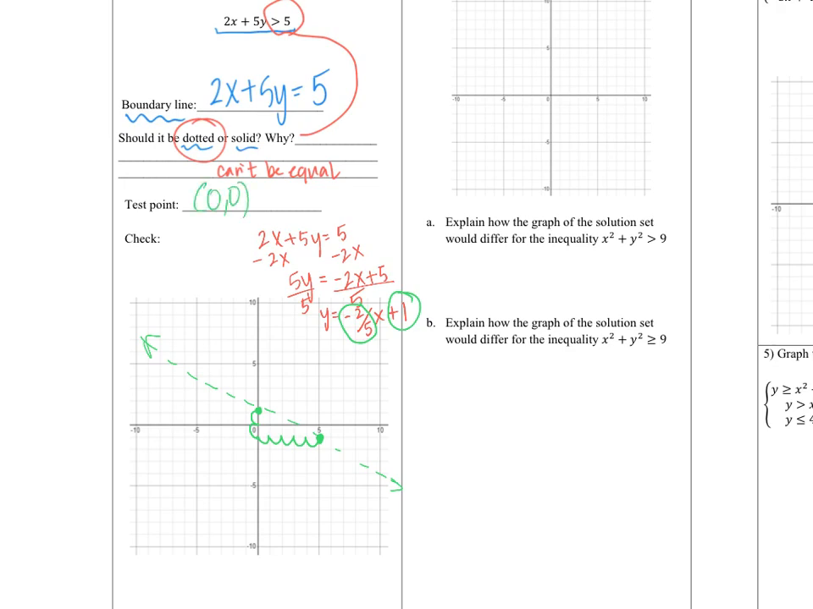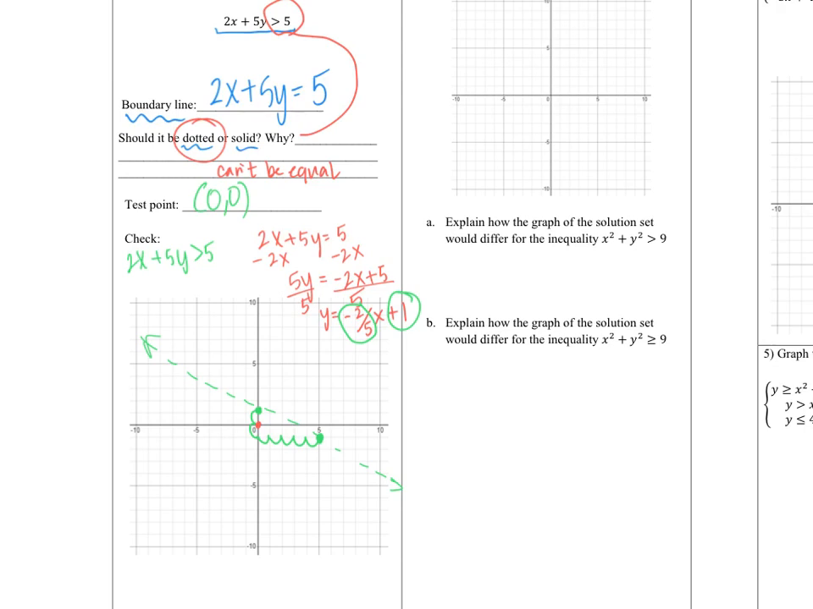And so I'm going to test 0, 0 in the original inequality, and I want to see if it's making a true statement. So again, 0, 0 is located right at the origin. If it's true, then I am going to end up shading everything down here. If it's not true, then I want to shade everywhere where that 0, 0 is not.